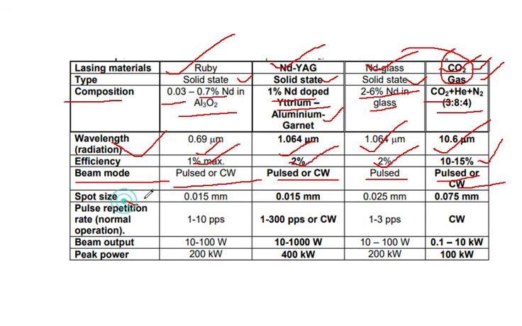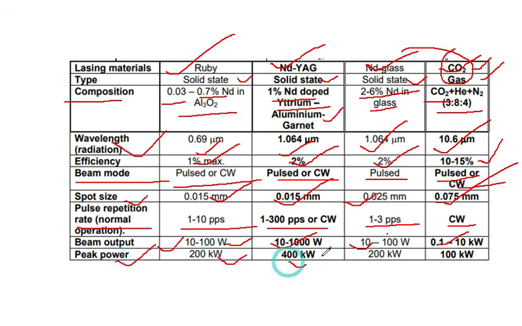Spot size is 0.015 millimeter for Ruby, 0.025 millimeter for Nd YAG, and 0.075 millimeter for CO2. Pulse repetition rate is 1 to 10 pps for Ruby, 1 to 300 pps for Nd YAG, 1 to 3 pps for Nd glass, and CW for CO2. Beam output is 10 to 100 watt, 10 to 1000 watt, 10 to 100 watt, and 0.1 to 10 kilowatt. Peak power is 200 kilowatt, 400 kilowatt, 200 kilowatt, and 100 kilowatt.